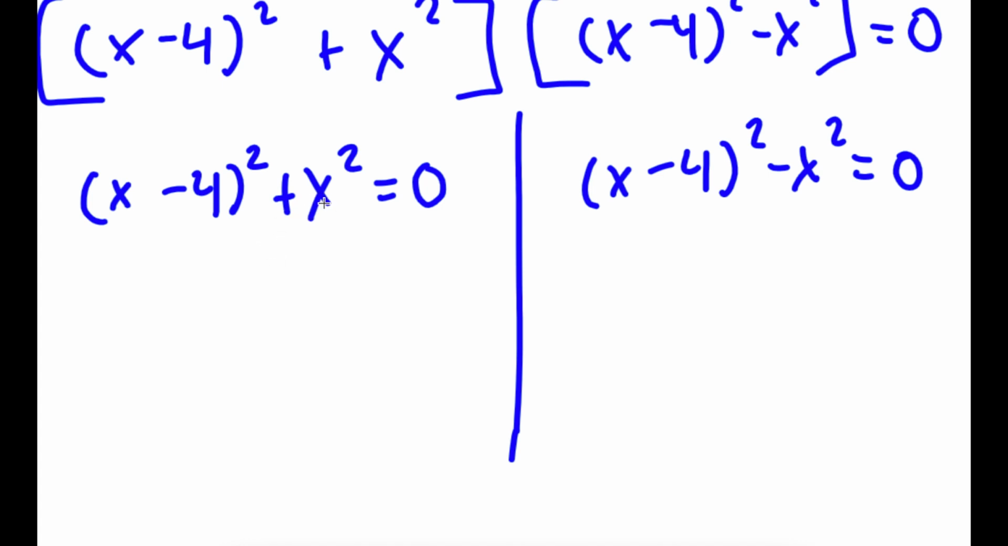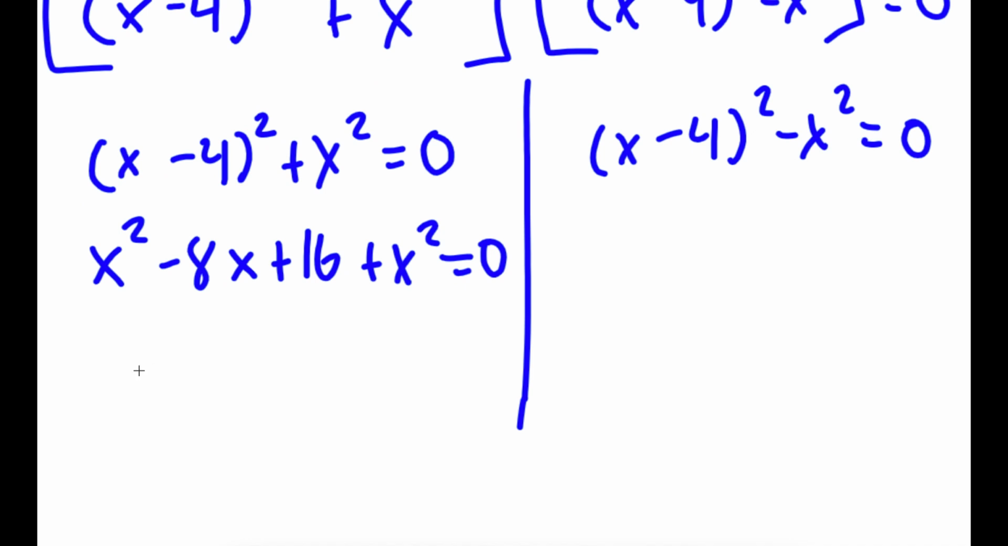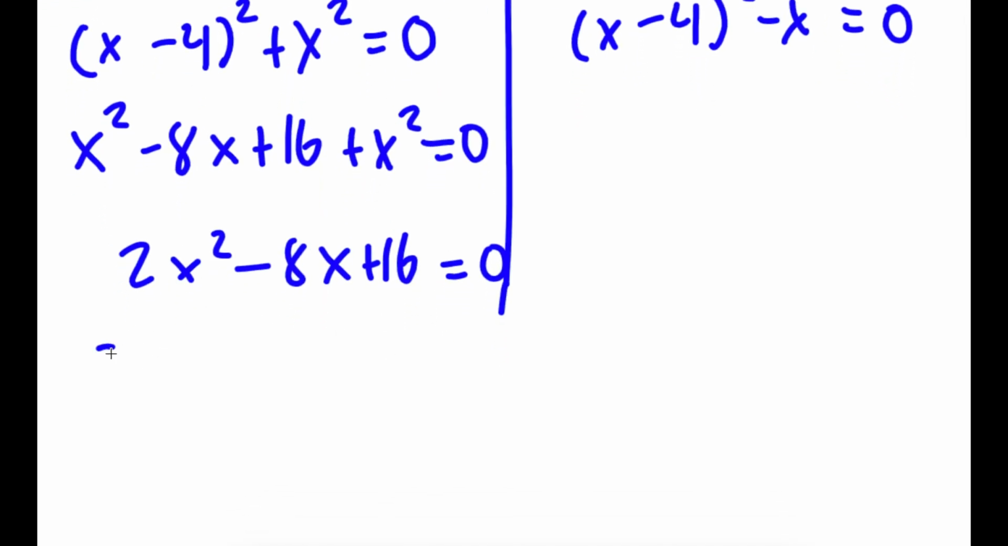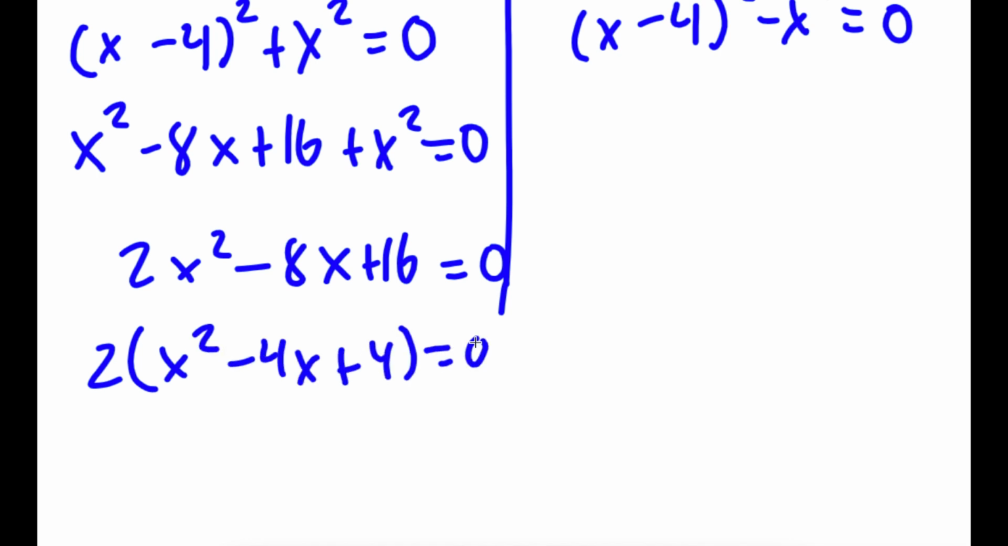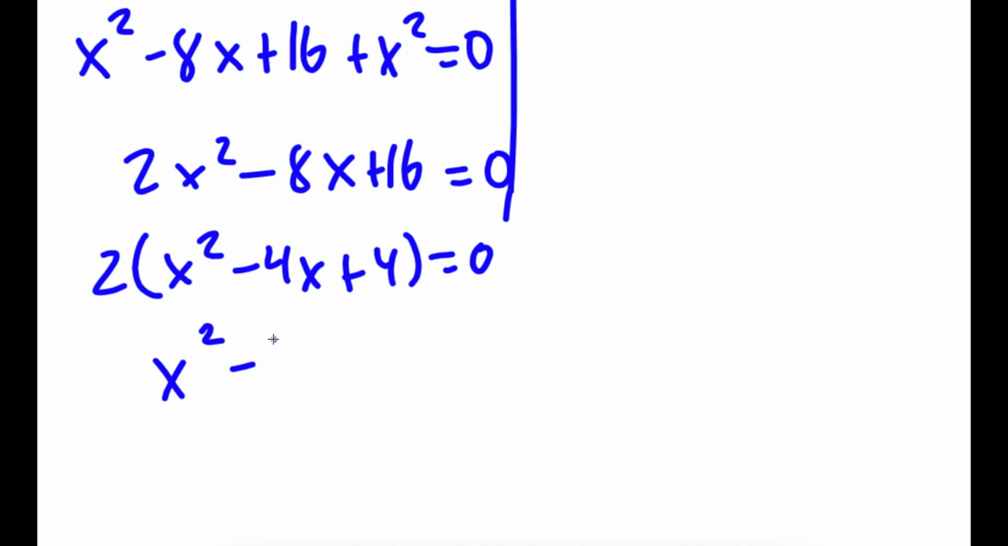Now to simplify this, I'm going to expand this. So x minus 4 squared is equal to x squared minus 8x plus 16. So I have this plus x squared is equal to 0. x squared plus x squared is 2x squared. So I have 2x squared minus 8x plus 16 is equal to 0. Now I'm going to factor out 2. So I have 2 times x squared minus 4x plus 4 is equal to 0. So I have x squared minus 4x plus 4 equals 0 if I divide 2 on both sides.